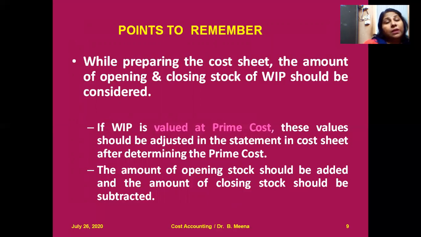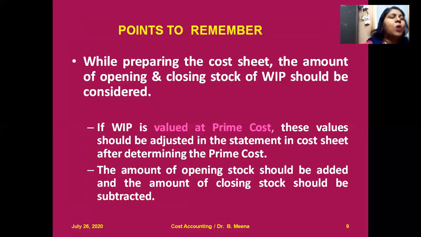You can see when you are crossing the bridges being constructed by private authorities, that is quotation given by the government to the private authorities, they usually have a board: work in progress. That is the amount of opening and closing stock of work in progress should be considered. Whenever you are having an opening stock of raw materials, work in progress, or finished goods, that must be added. The closing must be deducted. Only you need to consider the opening when you are preparing the cost sheet.